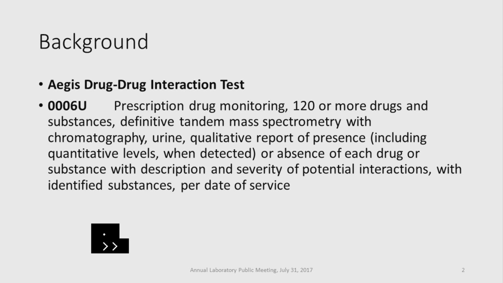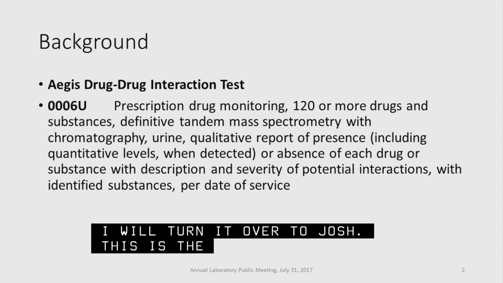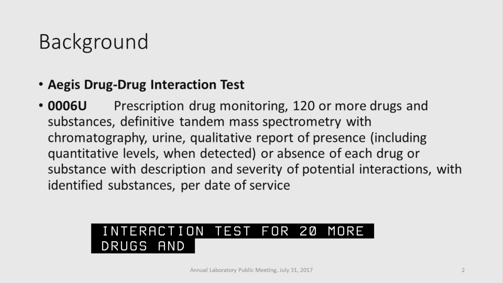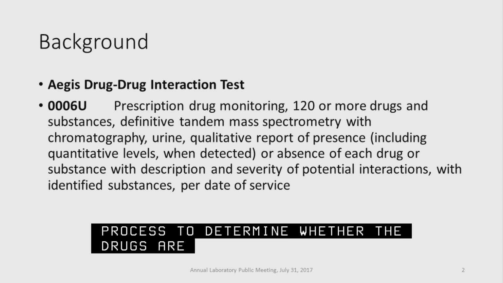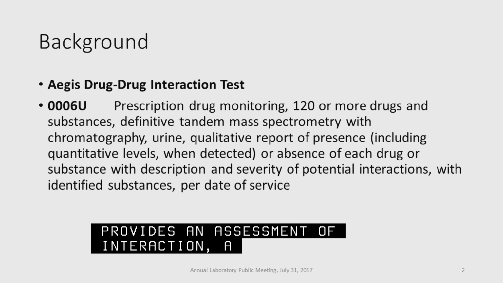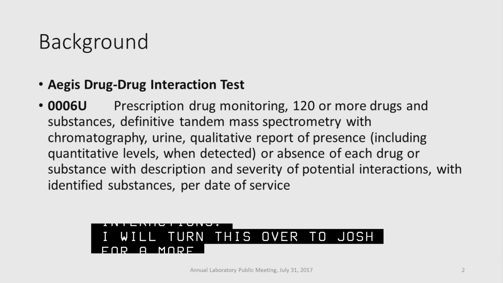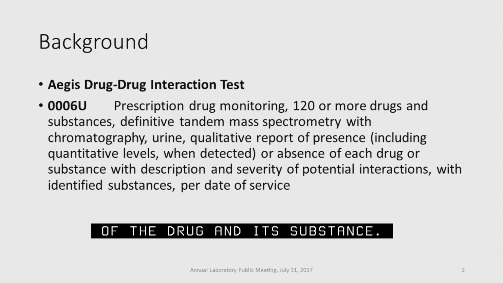I'm soon going to turn it over to Dr. Josh Schrecker to detail the test, but this is the Aegis drug-drug interaction test, which is a drug interaction test of 120 or more drugs and substances. It's utilizing state-of-the-art definitive tandem mass spectrometry instrumentation to report whether these drugs and substances are present. And for the drugs that are present, it provides an assessment of interactions and provides a description and severity of the potential interactions. But as I said, I'm going to turn it over to Dr. Schrecker to give more description of the test and its purpose, and then I'll be back to discuss our crosswalk proposal, which, as Paul Shives had mentioned earlier, we worked closely with ACLA on and have their support for our crosswalk proposal of G0483, and I'll explain that when I come back.